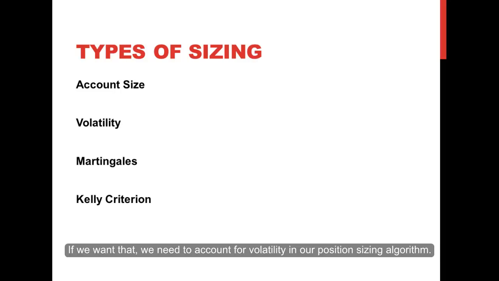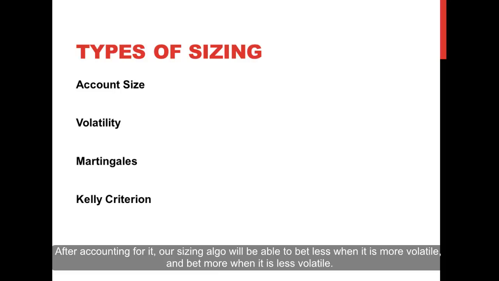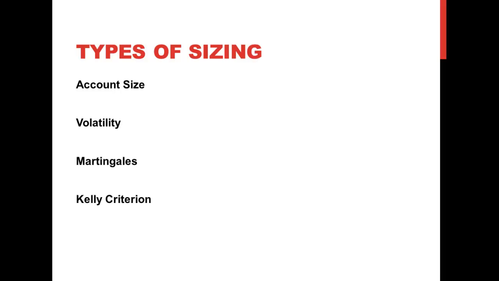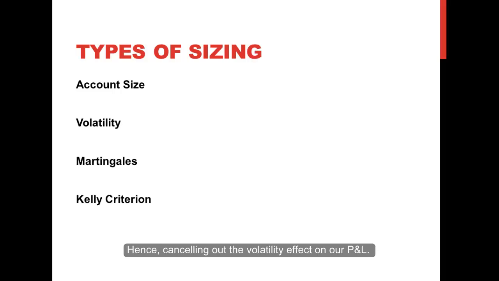If we want that, we need to account for volatility in our position sizing algorithm. After accounting for it, our algo will be able to bet less when it's more volatile and bet more when it's less volatile, hence cancelling out the volatility effect on our P&L.